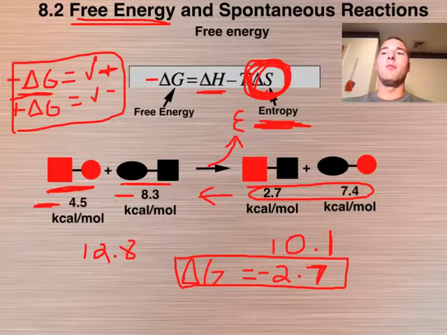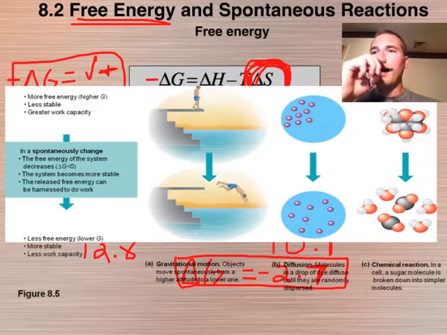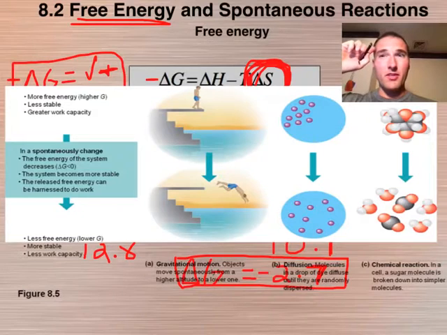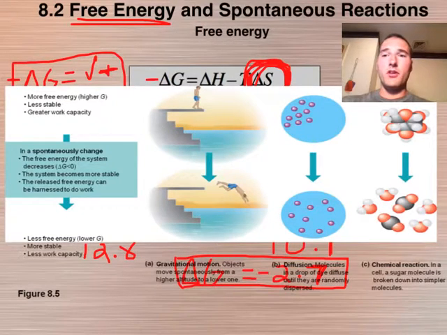To explain this a little further, I'm going to pull up a diagram from the book. There it is. What this does is show a couple of different scenarios where we start out with something that has a lot of energy stored in it, and then a natural event happens, and it makes less energy and less free energy. Another term that I'm going to put in here is stability.